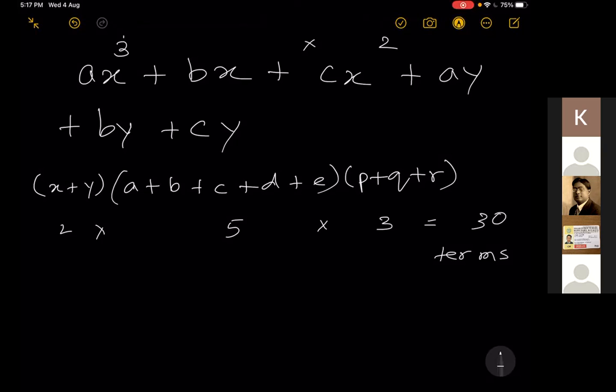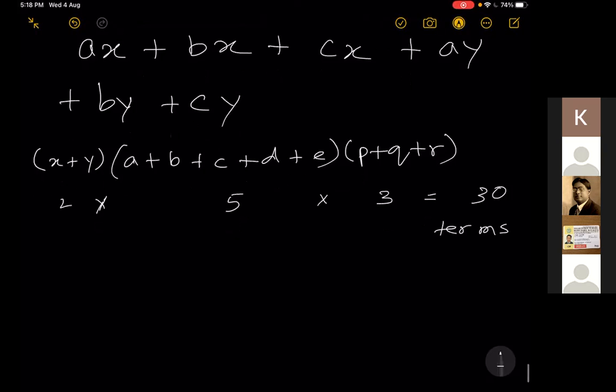Sir, if I take the last one, X plus Y, into A plus B plus C plus D plus E, into P plus Q plus R. Now if I take first P plus Q plus R into X plus Y, then with X there will be 3 terms in the expansion, and with Y there will be 3 terms. So it will become 3 plus 3, 6 terms. So 3 into 2, 6 terms. Similarly for the rest, okay, got it.